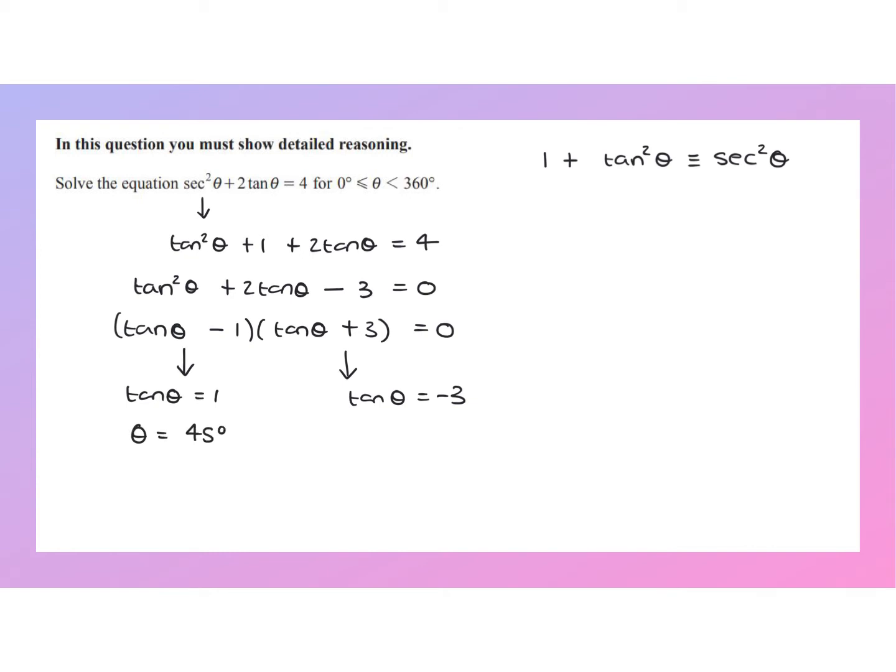I'm working in degrees because in the question the range for theta is between 0 and 360 degrees, so it's clear we're working in degrees. Now my next answer can then be found either using the cast diagram or sketching a trig graph. If I'm using the cast diagram, I know that my first answer here is 45 degrees, and then my next answer is going to be all the way around here, so it's going to be 180 plus 45 degrees, or sketch the tan graph and find the second answer that way.